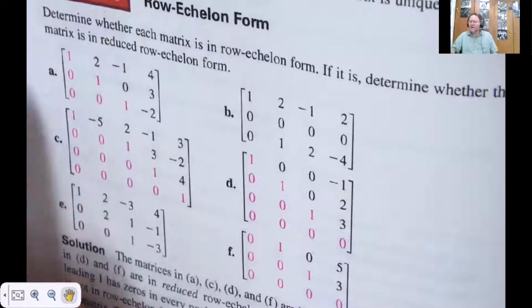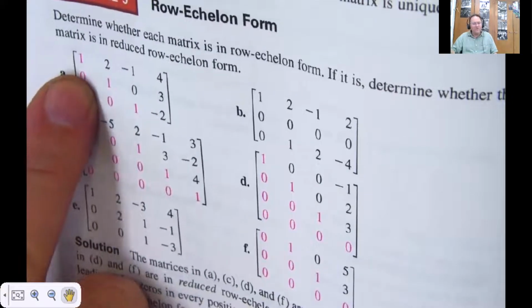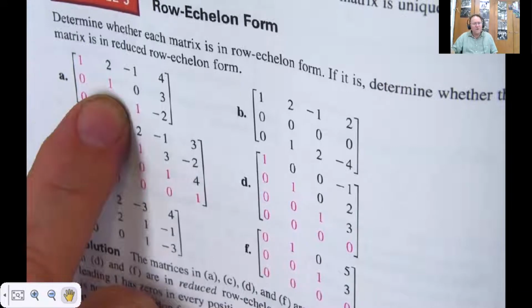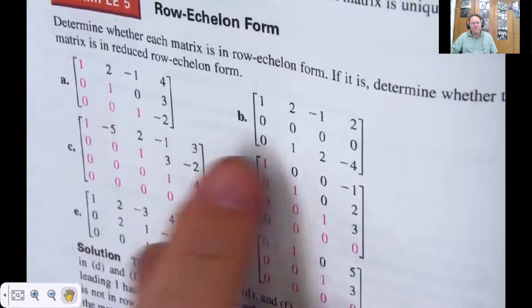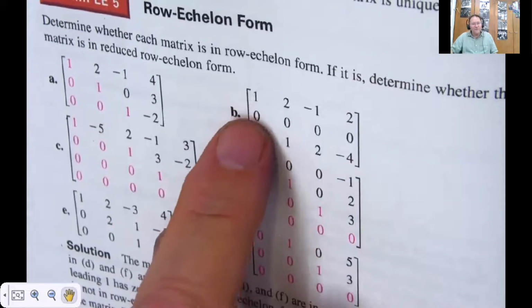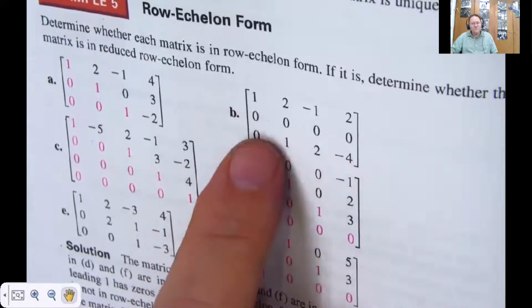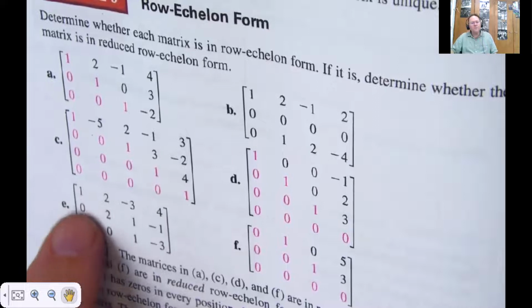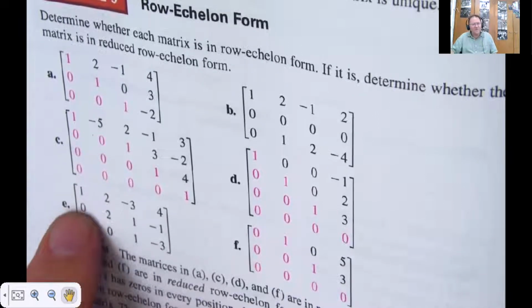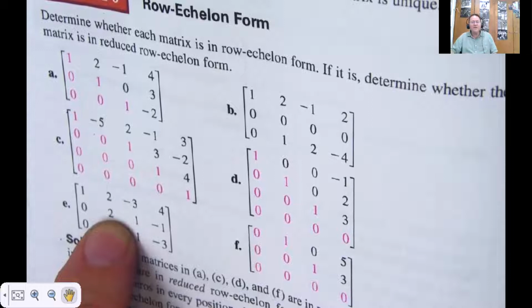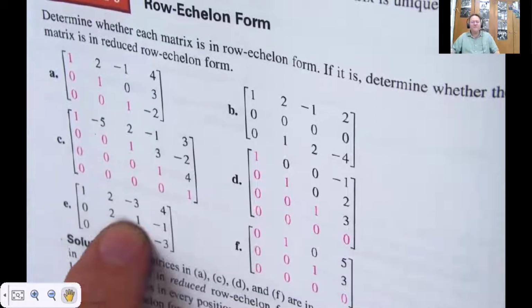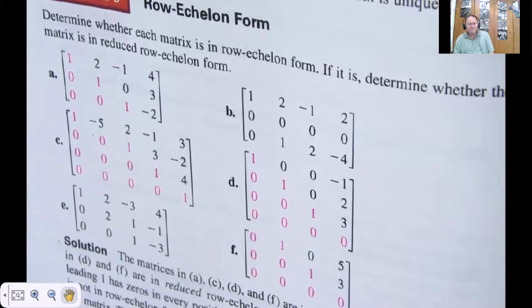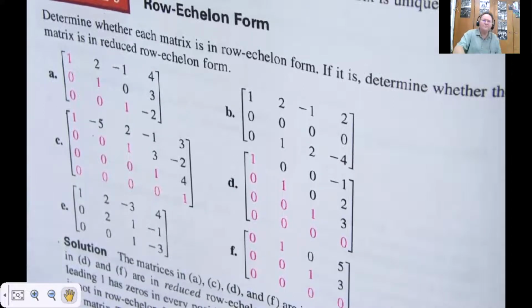As I go across, the first non-zero is a one. That's good. This row, first non-zero is a one. First non-zero is a one. Let's go to this one. First non-zero is a one. That's good. First non-zero is a one. So that one's okay. But this one, the first non-zero is not a one. So this one violates row echelon form.